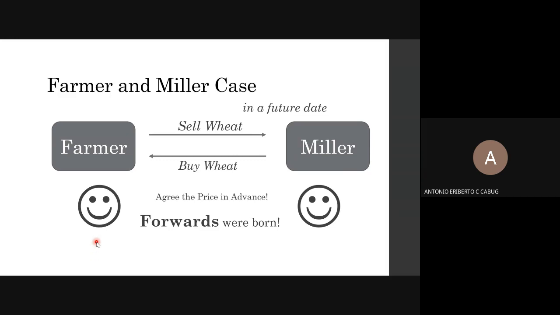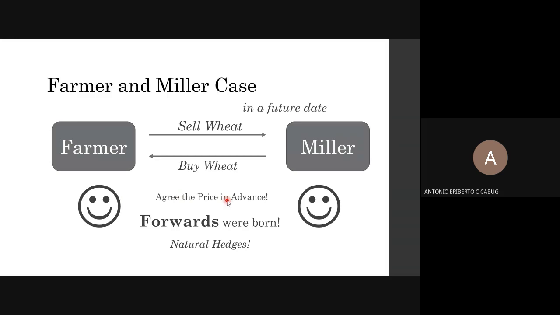You have the confidence that, somehow, you will receive a reasonable amount. So the miller can be at an advantage when there are no forwards. What if the price suddenly drops? The miller would have been happier. But then again, it's not about earning excess gains. This is about managing your risk position. Yung bang hindi ka malulugi ng sobra.